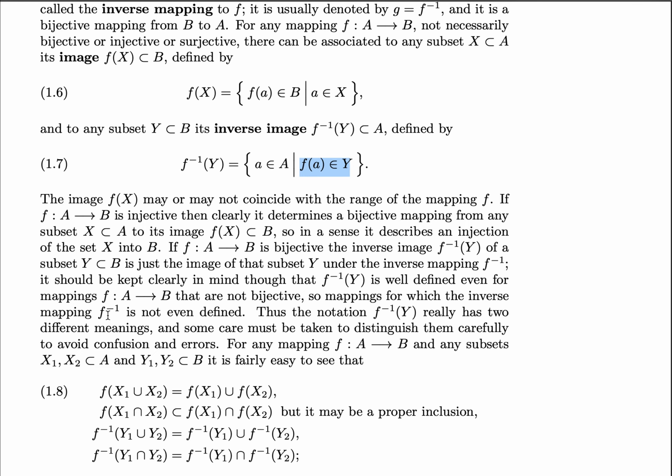The image f(X) may or may not coincide with the range of the mapping f. If f is injective, then clearly this determines a bijective mapping from any subset X of A to its image f(X).